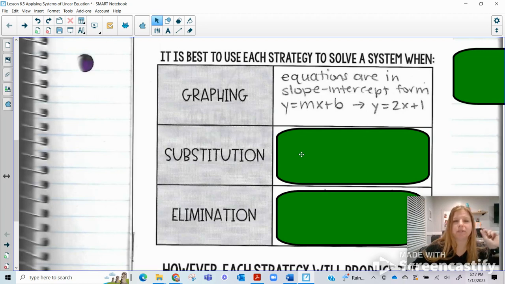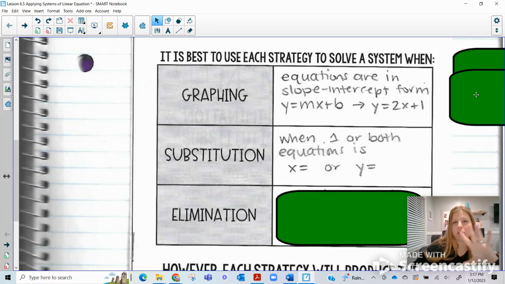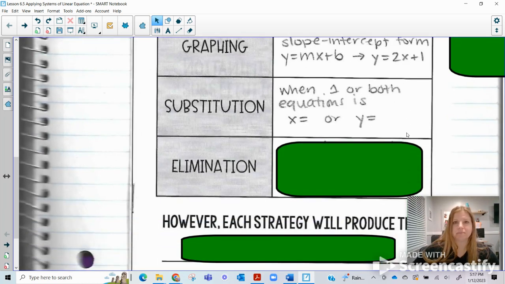Substitution is going to be where you see a system and either one or both equations are already x equals or y equals. Remember, we need that to do substitution. We need either one or both of the equations to be x equals or y equals. That way we could substitute everything that x is equal to or y is equal to in for that variable in the other equation. And then elimination.